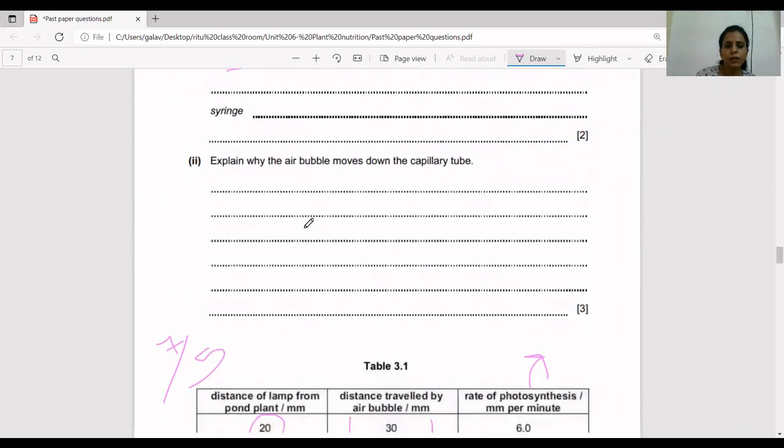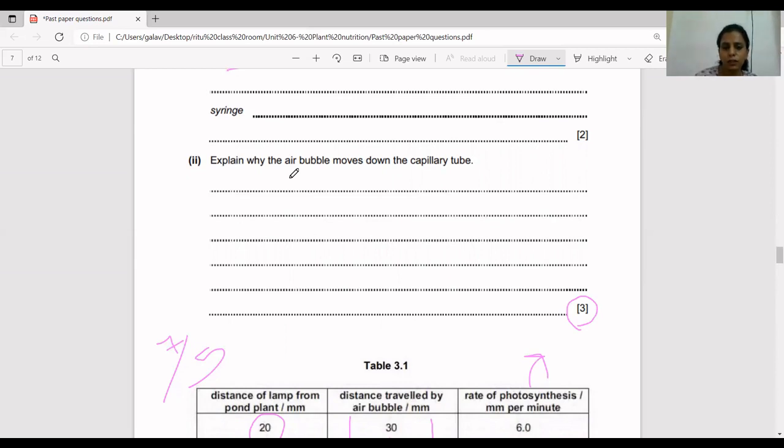Next question is, explain why the air bubble moves down the capillary tube. Now this question has been given here for 3 marks, very important. So you have to write down the air bubble goes down the capillary tube because the plant, after receiving sufficient amount of light energy, performs the process of photosynthesis. So 1 mark you will get for writing photosynthesis. Second, in the process of photosynthesis, oxygen gas is produced. So for writing oxygen gas, you can get the 2nd mark.